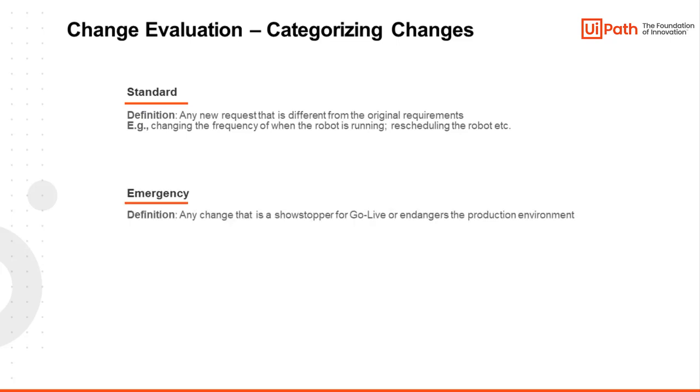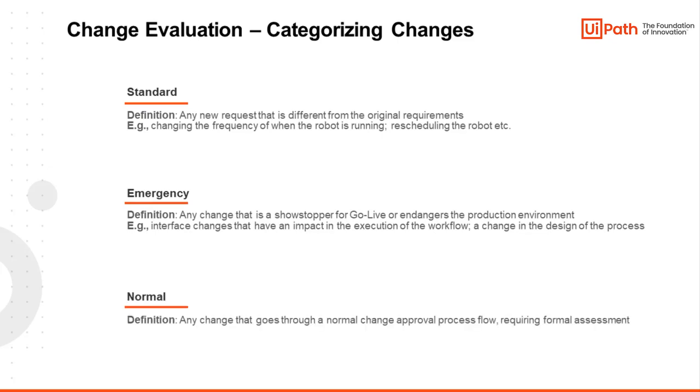Moving on, the implementation team may be faced with an emergency change, which is any change that is a showstopper for go-live or endangers the production environment. It needs priority treatment due to time pressure and has a different approval and implementation process compared to other changes. Examples are interface changes that have an impact on the execution of the workflow or a change in the design of the process, like from unattended to attended automation and vice versa.